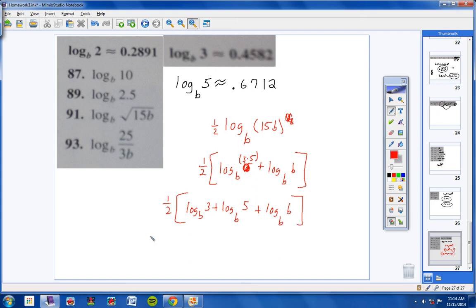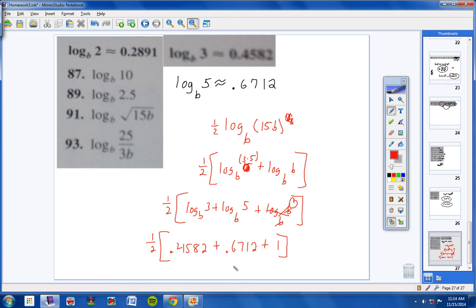Now, I have 1/2, okay, and the log of 3 is 0.4582, plus the log of 5 is 0.6712, plus, guys, look, what is the exponent of your b right here? It's a 1. And whenever your bases match, the entire expression equals just the exponent, so I have plus 1.